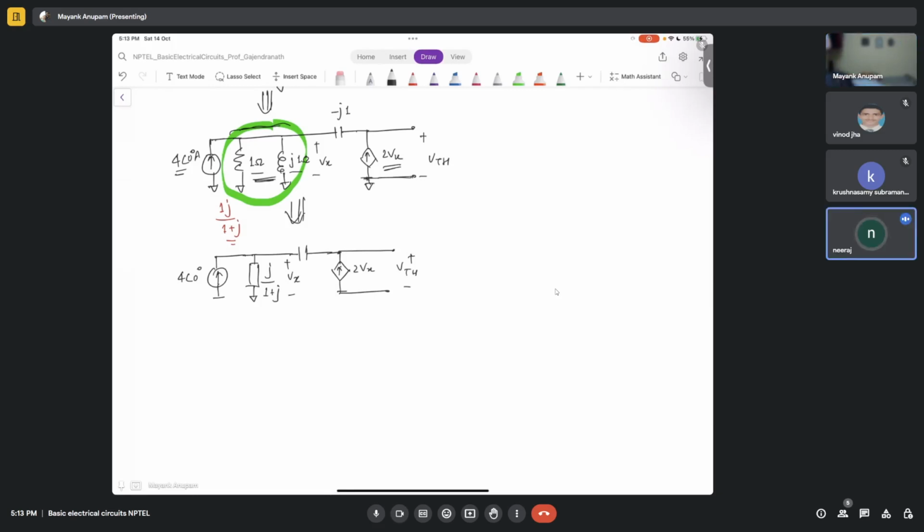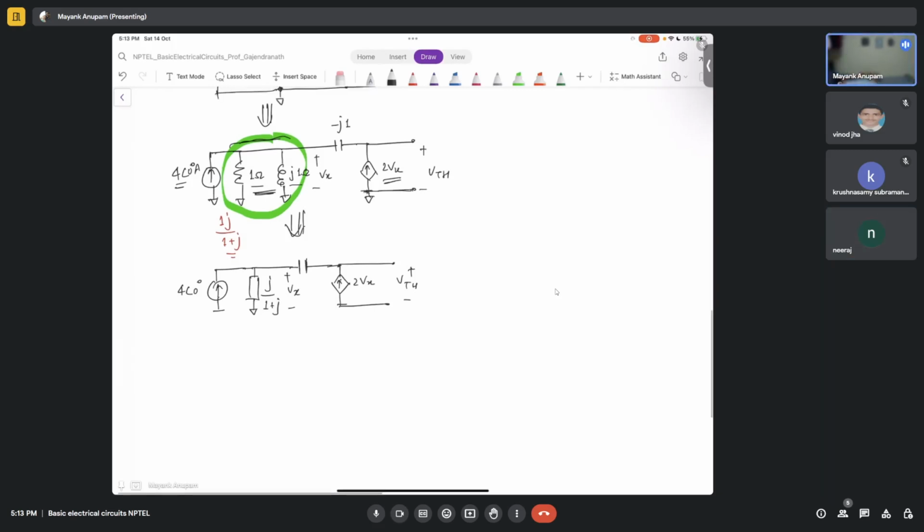Okay, sir. So now we'll do KCL. Tell me, KCL at different nodes. So let's write KCL at this node. Let's call it V1, and let's call the other V2. By the way, V2 is equal to Vth, so we'll not call it V2, we'll call it Vth. So let's write KCL at V1. What is that?